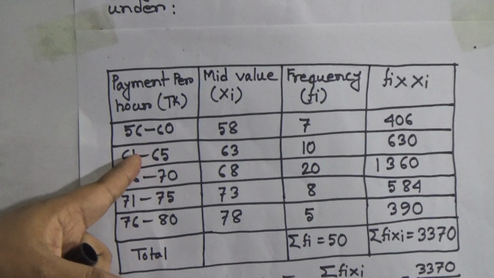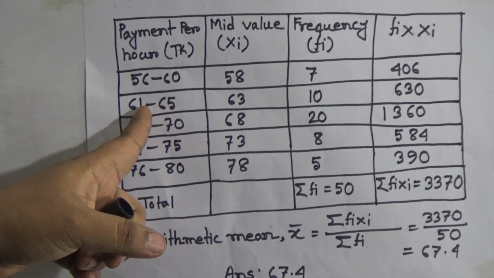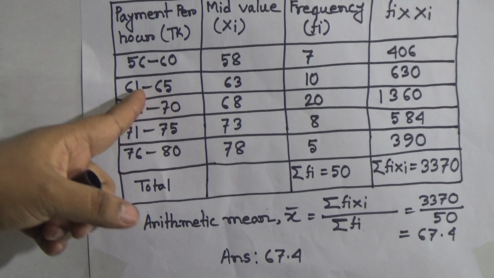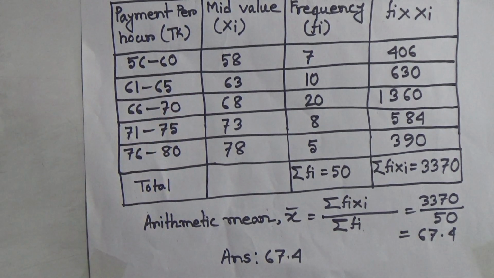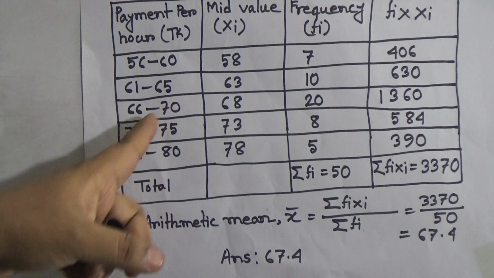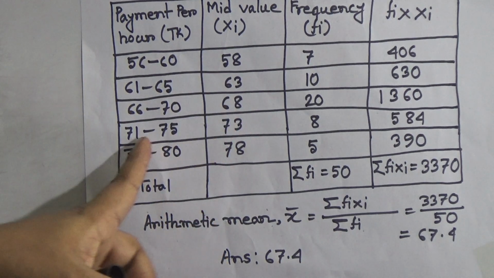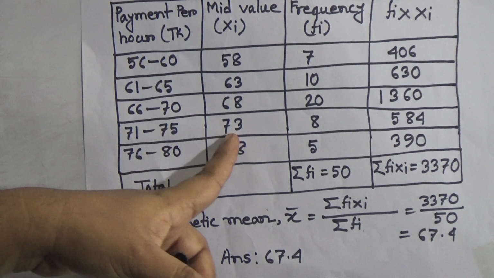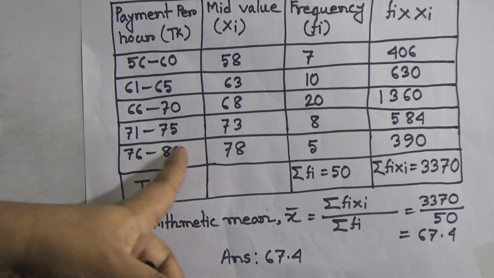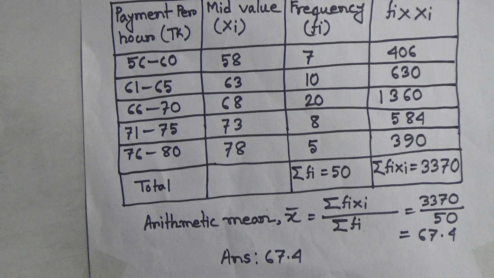Then we find out the mid value of this class interval 61 to 65 and it will be 63. Similar way, 66 to 70, its mid value is 68. 71 to 75, its mid value is 73. 76 to 80, its mid value is 78. So finding mid value is done.